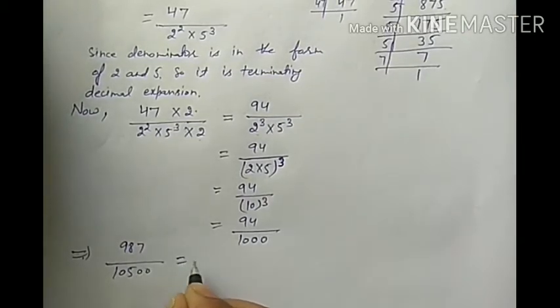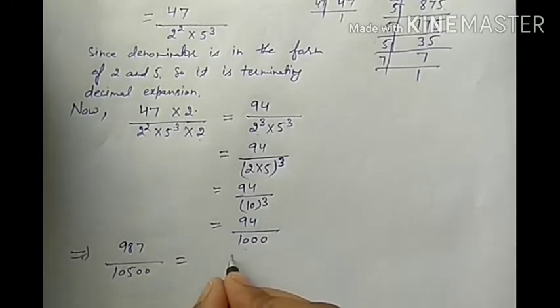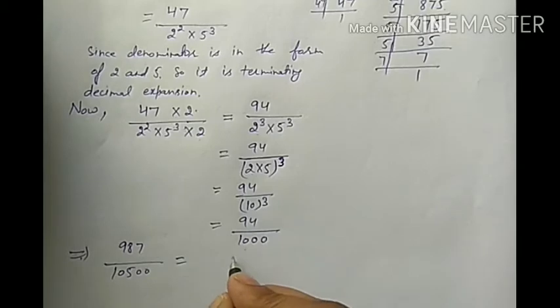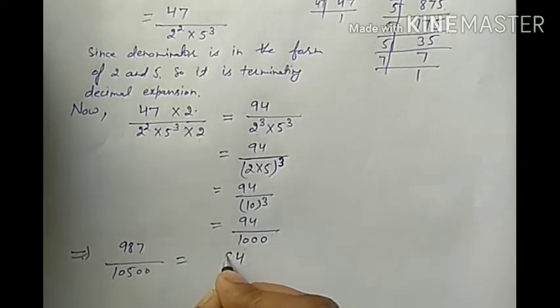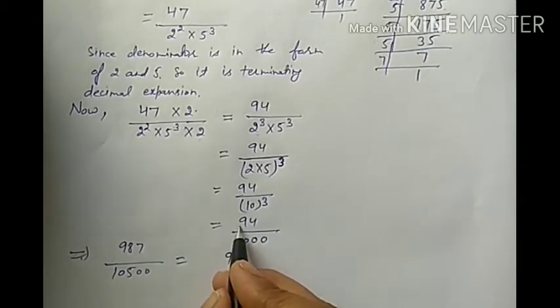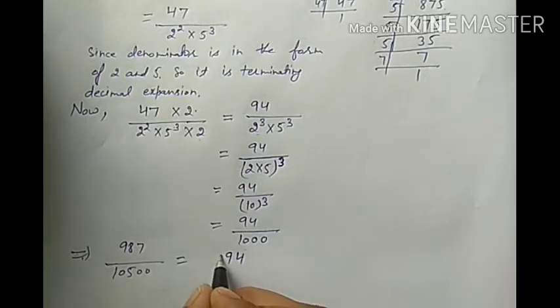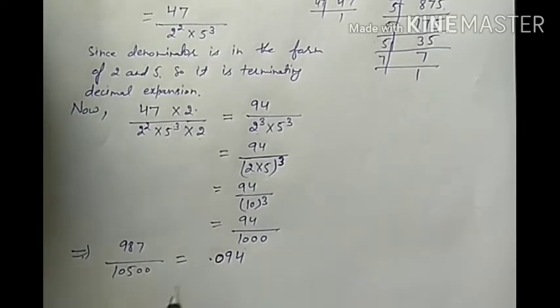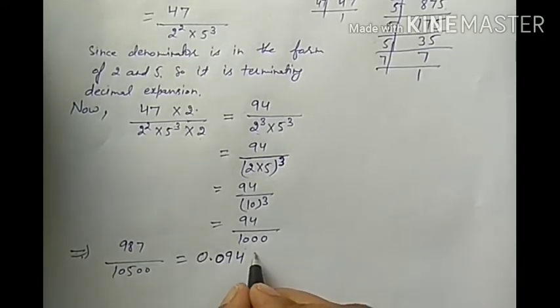94 by 1000 is equal to, after 3 digits from the right hand side, the first digit is 4, the second is 9. We don't have the third digit, so we will put 0 for the third digit. Now this is our decimal expansion.